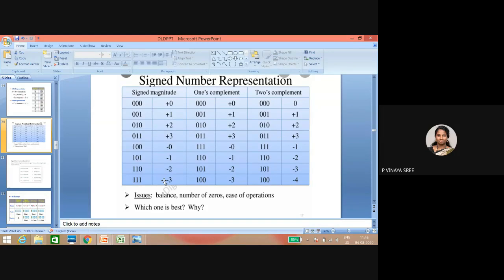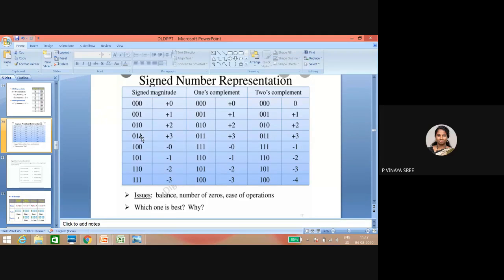What will be the range? Substitute the formula and tell me. It will be minus 3 to plus 3. So whenever you are writing the range for signed magnitude representation, that is minus 2 power n minus 1 minus 1 to plus 2 power n minus 1 minus 1, you have to show with some example why you are getting minus 3 to plus 3.